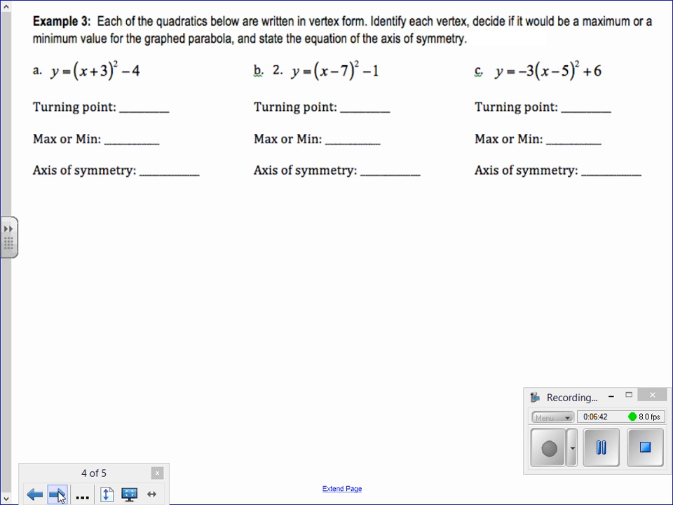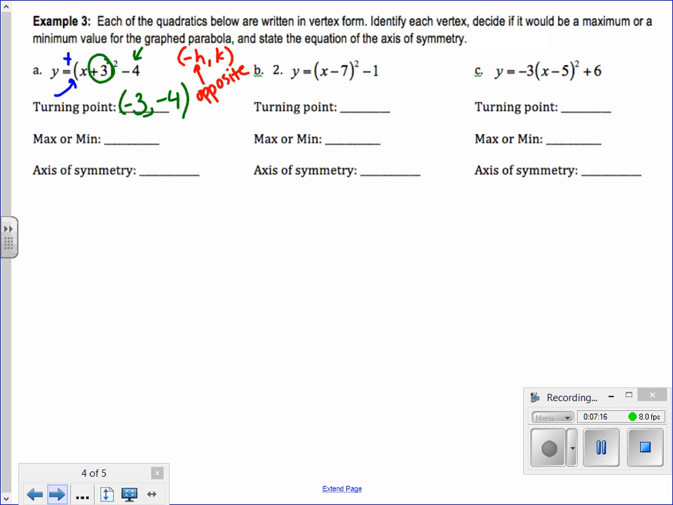The equation up above said the turning point was negative h, k. Well, that negative means the opposite. So what you do is you take the opposite of the number in the parentheses. So the opposite of 3 is negative 3. And then the exact same number for the y value as the constant outside. So your turning point is at negative 3, negative 4. That's the vertex.